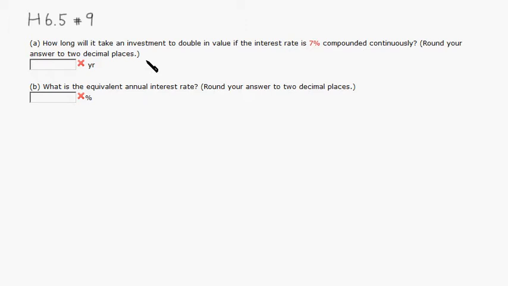So we know that A of t, the amount after t years, can be written as the initial investment, which we don't know, so it's principal P, times e to the r t, where r is 0.07, so 0.07 times t. We want to know how long it will take for this to double, so we set that equal to 2 times the principal. Then we can solve for this.